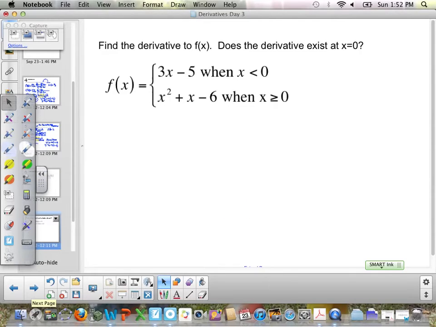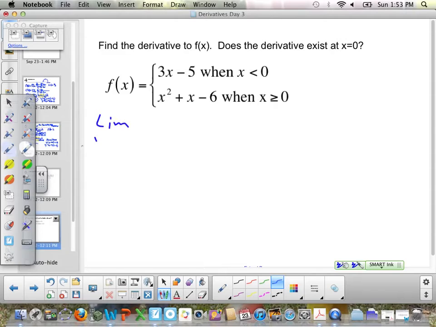Here's a piecewise function. Does the derivative exist at 0? What we need to do is find the derivative from the left and the derivative from the right and just see, are they the same? So we'll do the derivative from the left first. Because the left is linear, you should easily be able to calculate the derivative. What is the slope of this function? Well, it's 3. That's the left derivative.